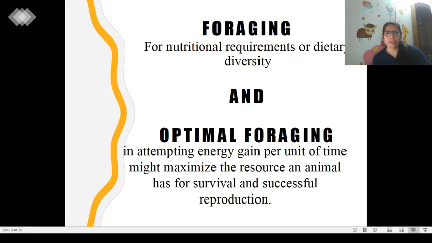Optimal foraging occurs in attempting energy gain per unit of time, which might maximize the resource an animal has for survival and successful reproduction. If you want to go into great detail, there is a document, Khan 1994, on food habits of ungulates in the Gir ecosystem, and Pyke et al. 1977 for optimal foraging. These documents will give you immense detail about foraging and optimal foraging, and both have been uploaded on Google Classroom as well as on the departmental web page.